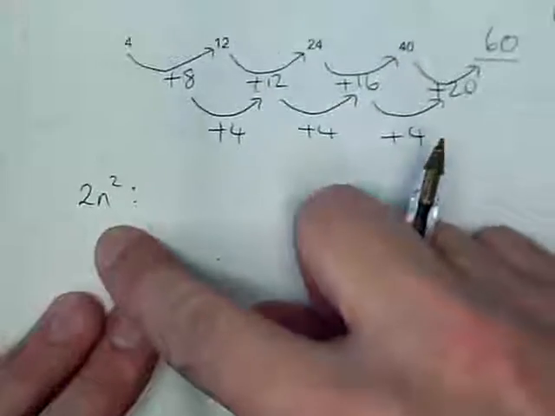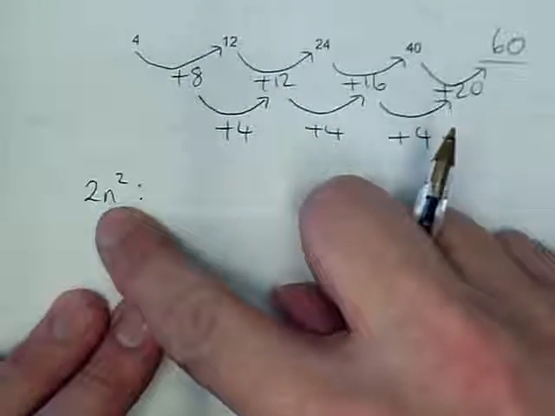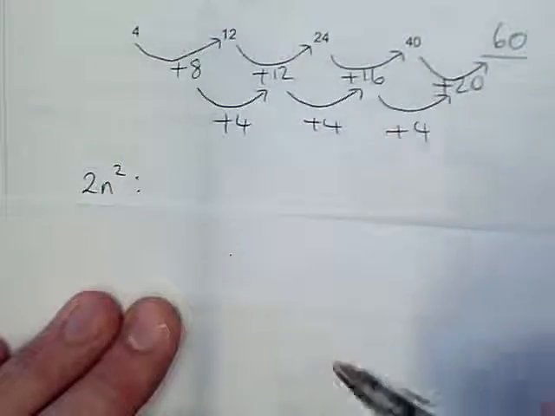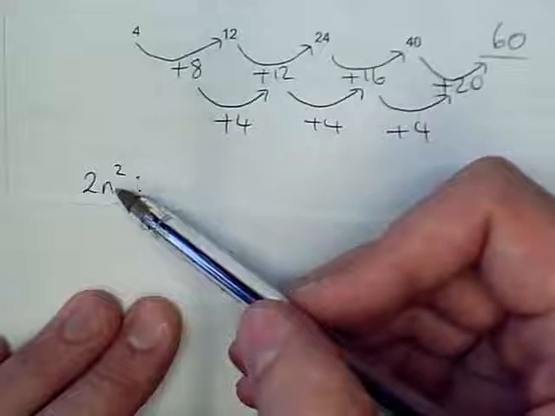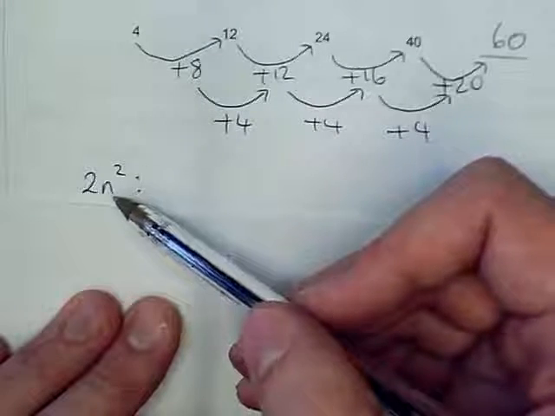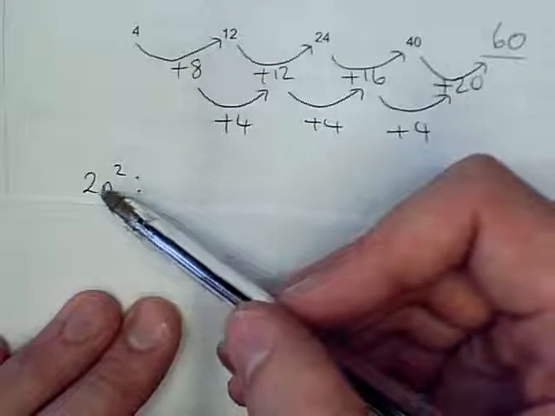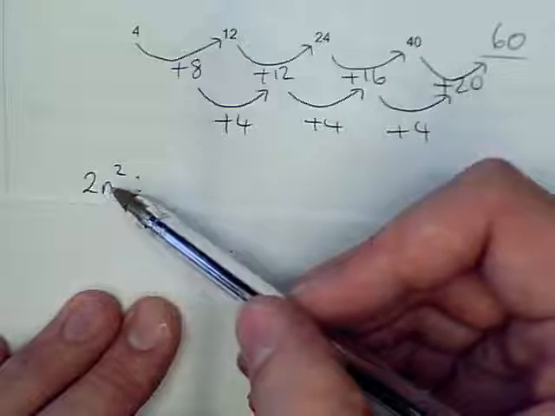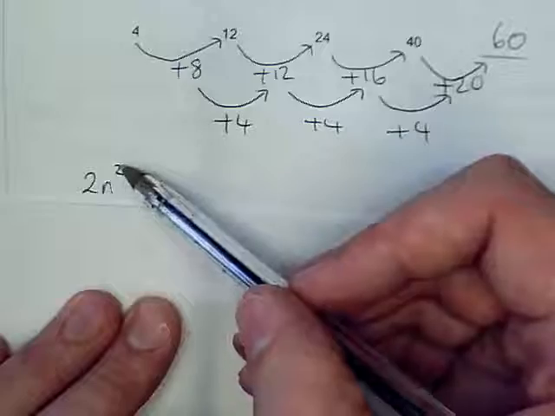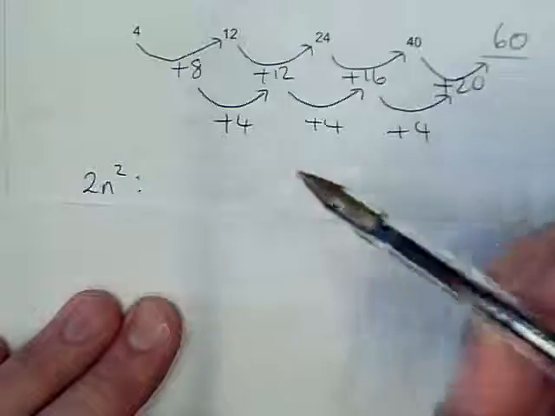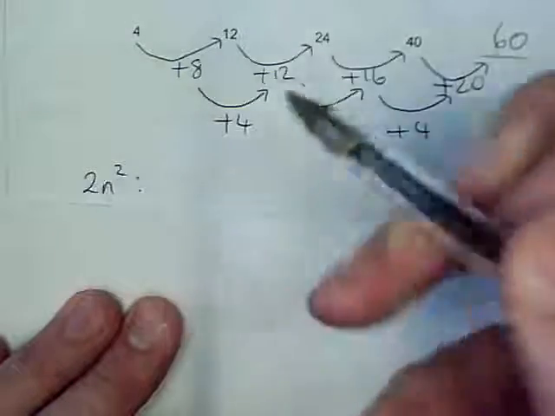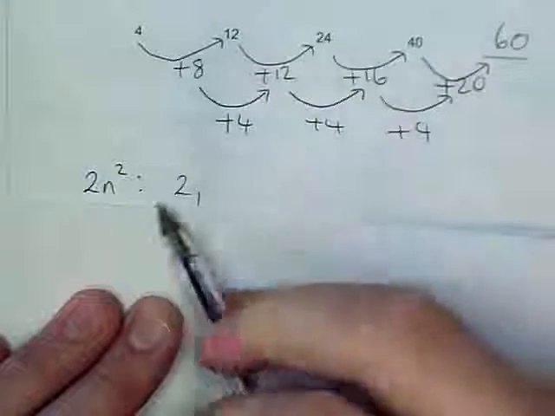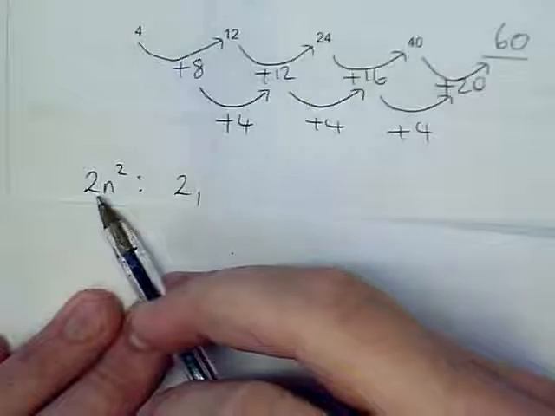Okay, now if we could just consider what sequence this produces. So if I put in values for n, so the first number of the sequence, n, would be 1. So I need to square it first and then times it by 2. Because of BIDMAS, we always do the indices before we multiply it. So 1 squared is 1, times 2 is 2. So the first number of this sequence would be 2.